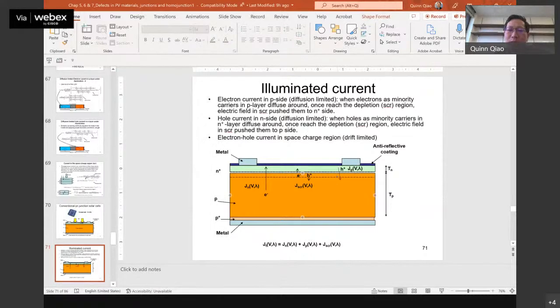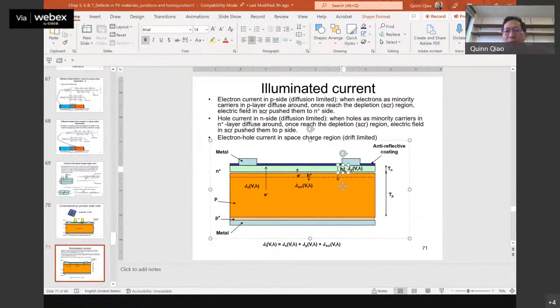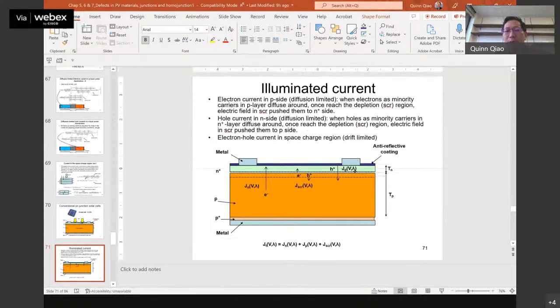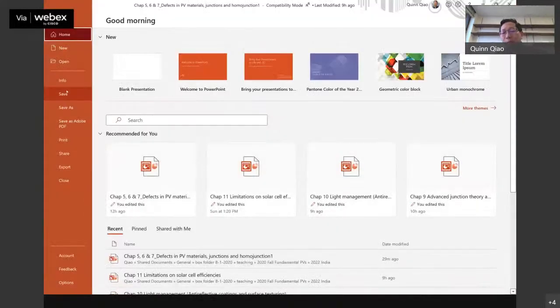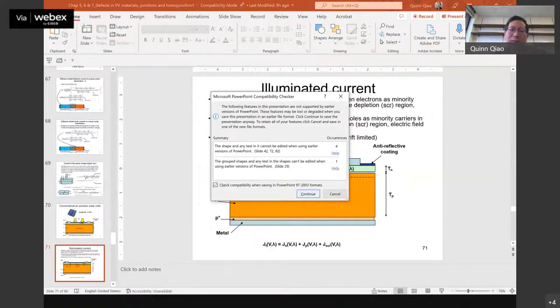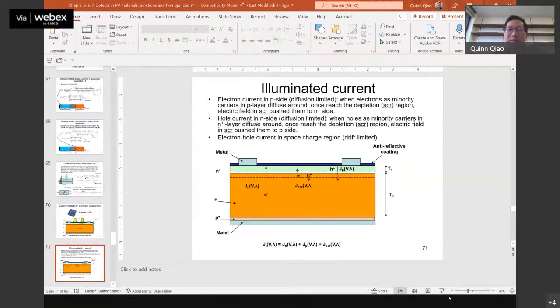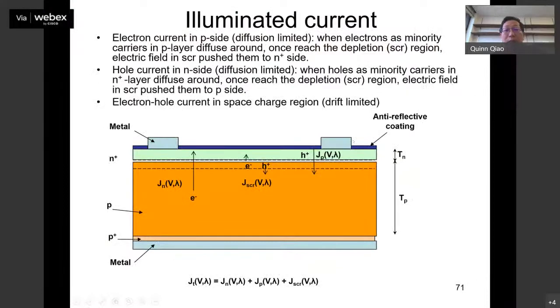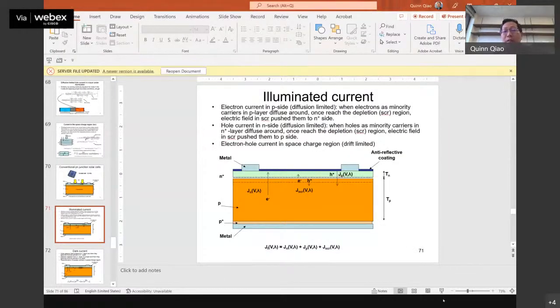I'm going to make this shorter. This really means the hole transport in the N side, which better expresses what I'm going to say. I added some equations here, which the slide I sent you does not have. You can add them by yourself, okay?